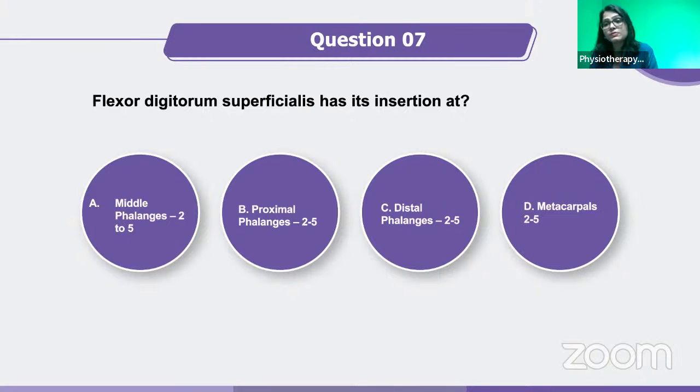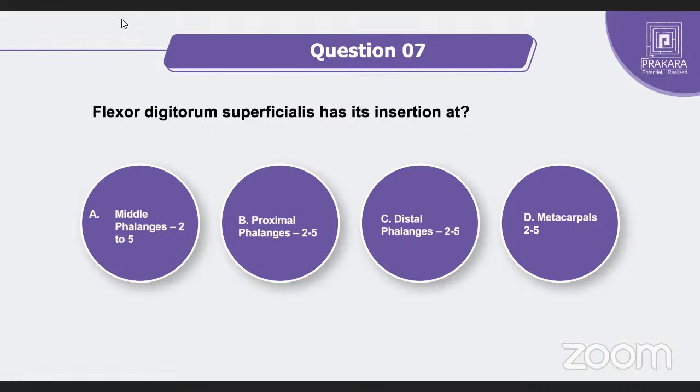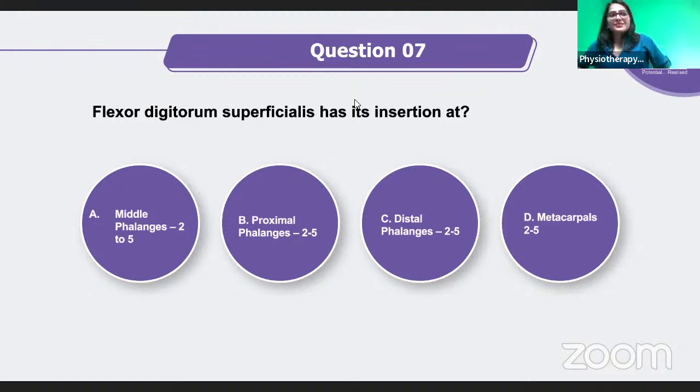As you all know, flexor digitorum superficialis has 4 tendons. It has 4 tendons and it gets inserted into what? Just now I have told you. Very nice. It is middle phalanges 2 to 5. Now you tell me, FDP gets inserted where? FDP gets inserted in the distal phalanx.